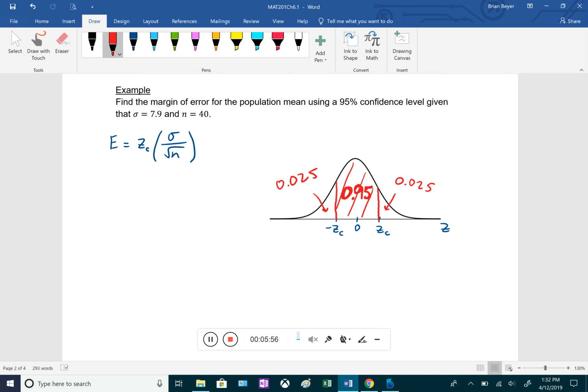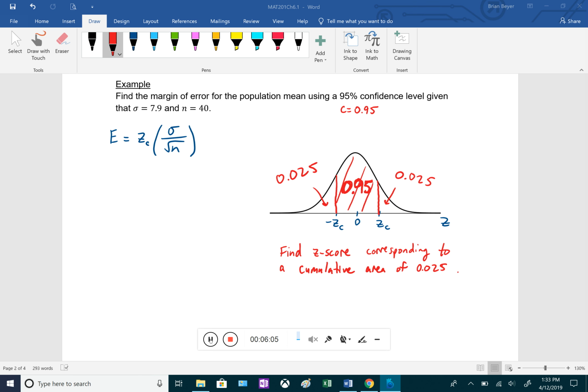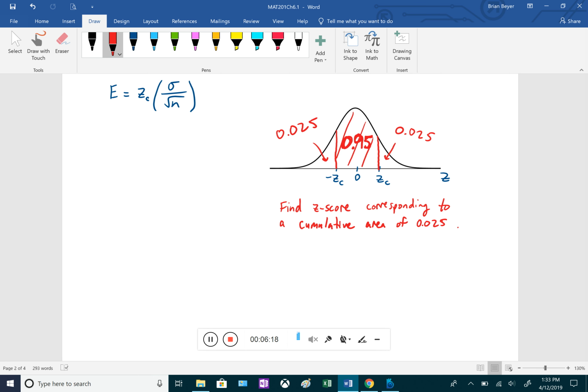So what we can do is find the z-score for an area to the left of 0.025. So what this means is we have to look up an area, so we have to go inside the table and find 0.025. We have to find the z-score that corresponds to this. When we look this up in a table, we will end up getting a z-score of negative 1.96.